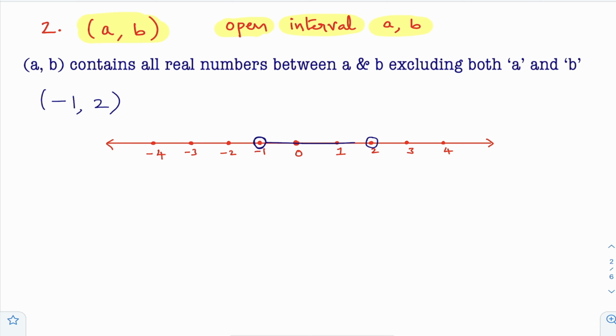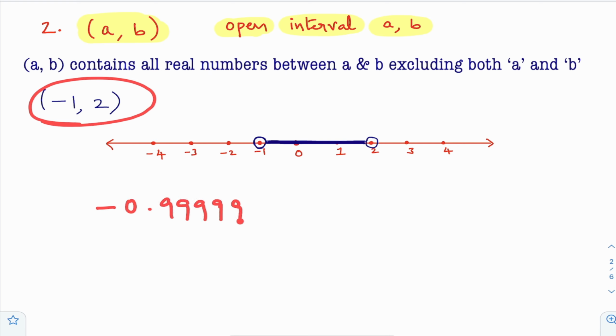Now, see this blue color part. You observe here, all the real numbers between minus 1 and 2. Both minus 1 and 2 are not included. Now my question is, in this interval, is minus 0.5 there? Minus 0.5 will be somewhere here on the number line. Yes, minus 0.5 belongs to this interval. Is minus 0.99999 there in this interval? Yes, minus 0.999 will come somewhere here, right? So that is in this interval.